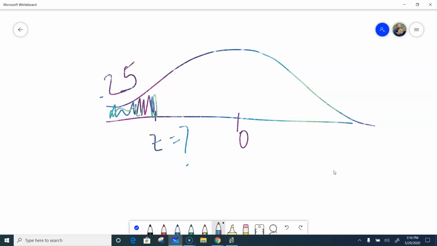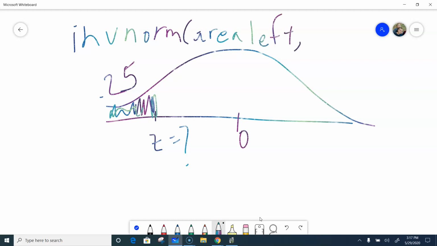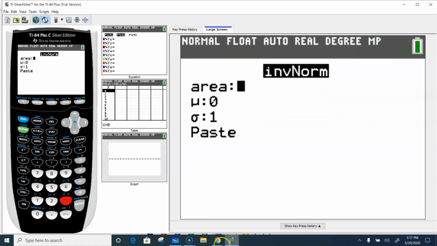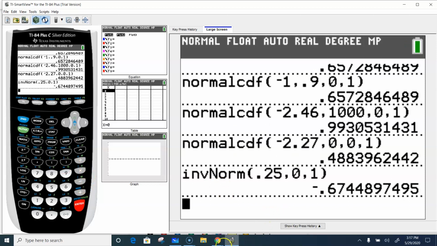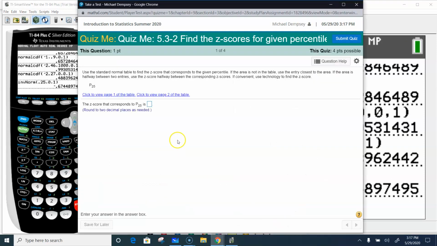So that's going to be inverse norm, and the way inverse norm always works is it's area to the left. So it's area left, and then we put in the mean, and then the standard deviation. It will need those two parameters from us. Okay. So for 25th percentile, we just tell the calculator the area to the left is 0.25, mean and standard deviation are 0 and 1 respectively, and that z-score would be negative 0.67. That should make sense to us that it's a negative z-score.